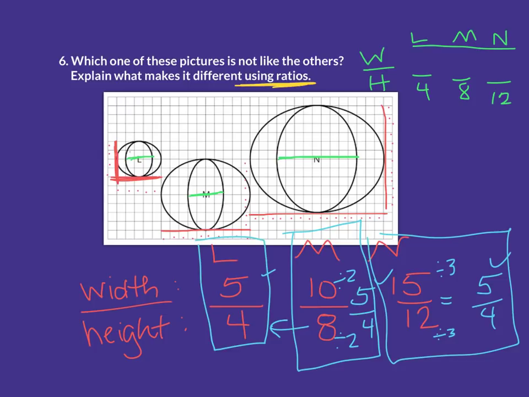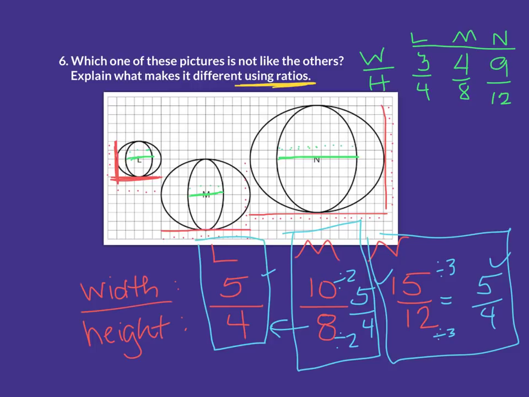So for L, it's 1, 2, 3 across. So now I'm looking at a 3 to 4 ratio. For M, it's 1, 2, 3, 4 across. And for this last one, for N, sorry about that. Let me start again with N. It's 1, 2, 3, 4, 5, 6, 7, 8, 9 across.